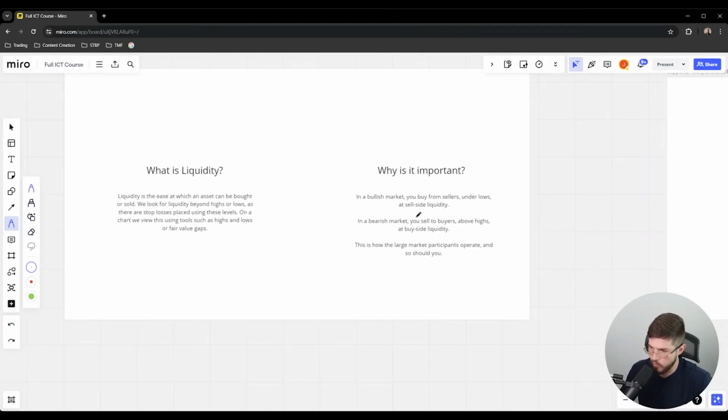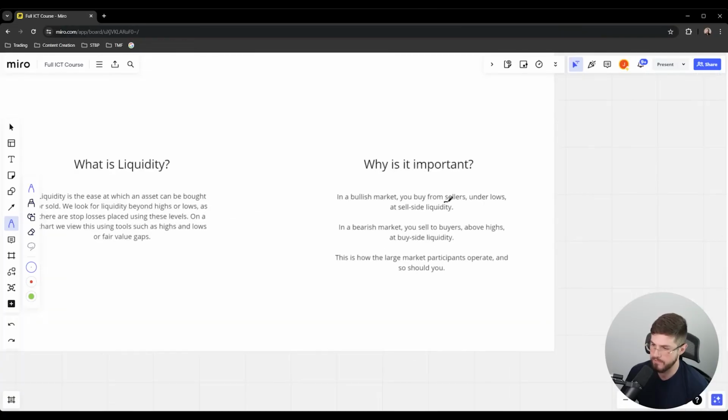Now, why is it important? Well, if we are trading smart money concepts or ICT, we're trying to trade as the smart money. And where would the smart money buy in a bullish market? Well, they want to buy from sellers, right? They have to push the market where there are sellers, which is going to be under lows, okay? So if we are bullish based on other things that we're doing on the chart to form bias, then we want to buy under lows, aka sell side liquidity. Sell side liquidity just means under lows, okay?